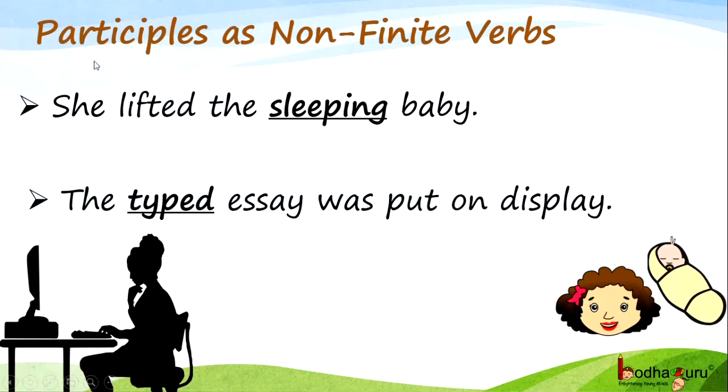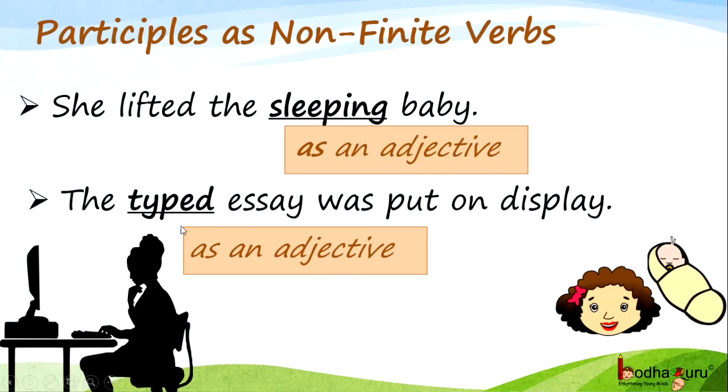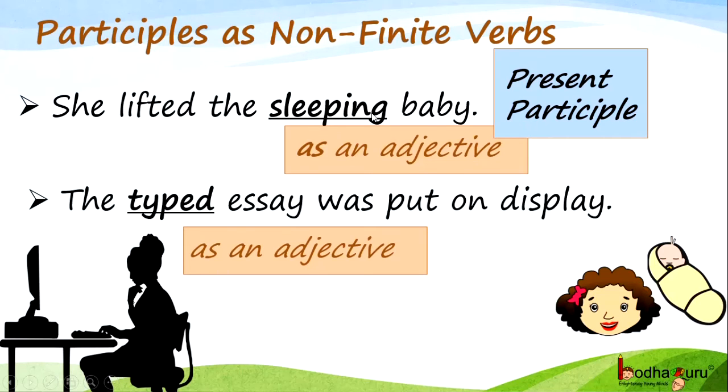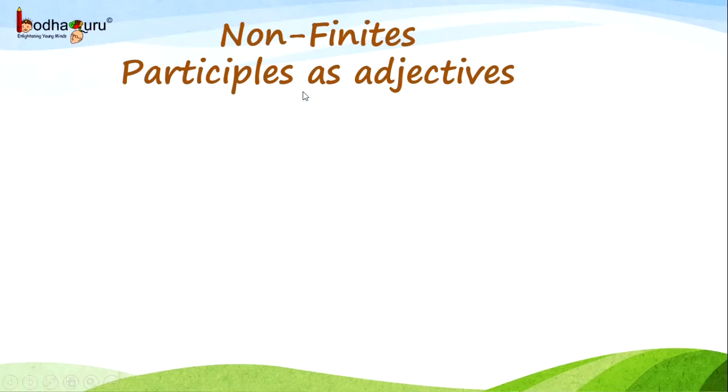So now it should be clear to you that when participles play the role of adjective in the sentence, they are non-finite verbs. In the first sentence, she lifted the sleeping baby, sleeping is acting as an adjective. In the second sentence also, the typed essay was put on display, typed here is used as an adjective. So the participles in the ing form of the verb are present participles, and typed in the second sentence is an example of a past participle. So now it must be clear to you that when participles are used as adjectives, they are non-finites.